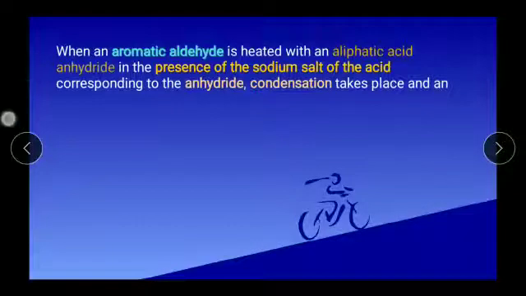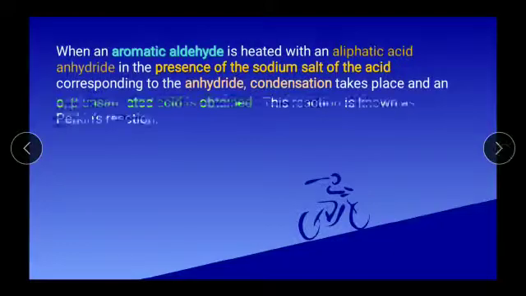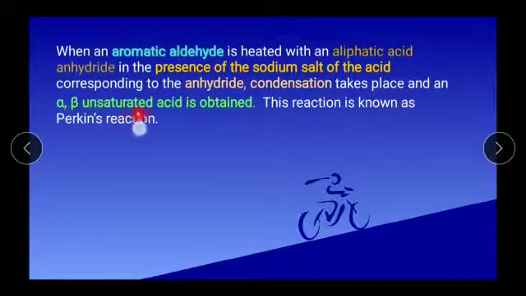Perkin reaction. When an aromatic aldehyde is heated with an aliphatic acid anhydride, in the presence of the sodium salt of the acid corresponding to the anhydride, we get an alpha beta unsaturated acid by condensation. What are the reactants? Aromatic aldehyde, aliphatic acid anhydride, and the sodium salt of the same acid.